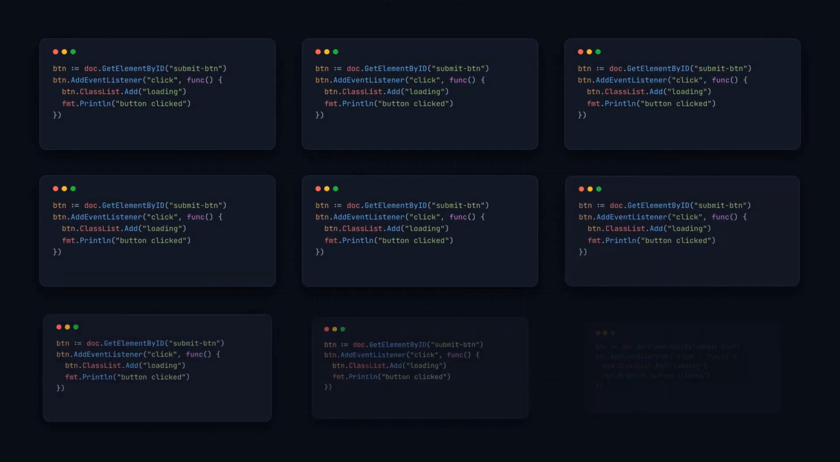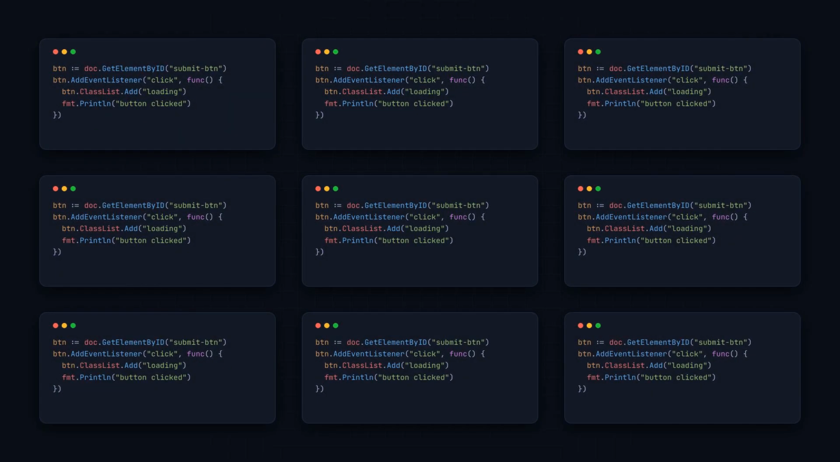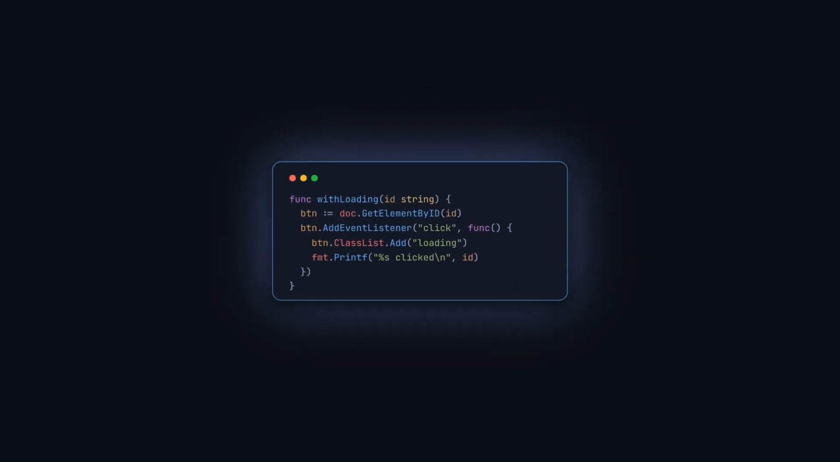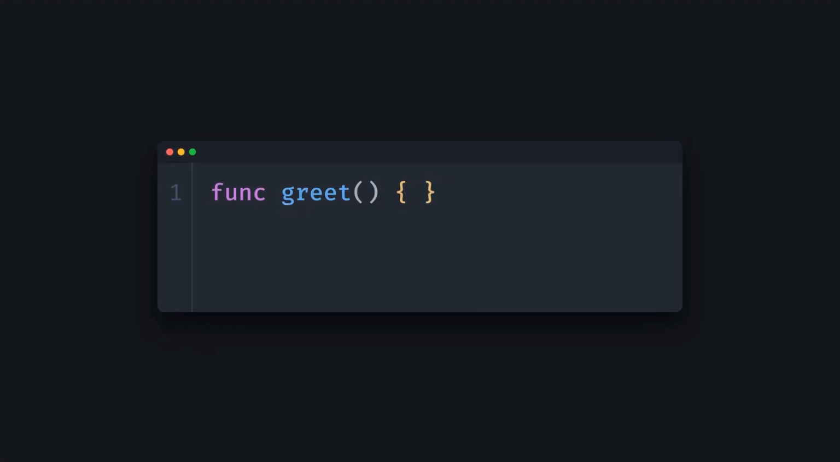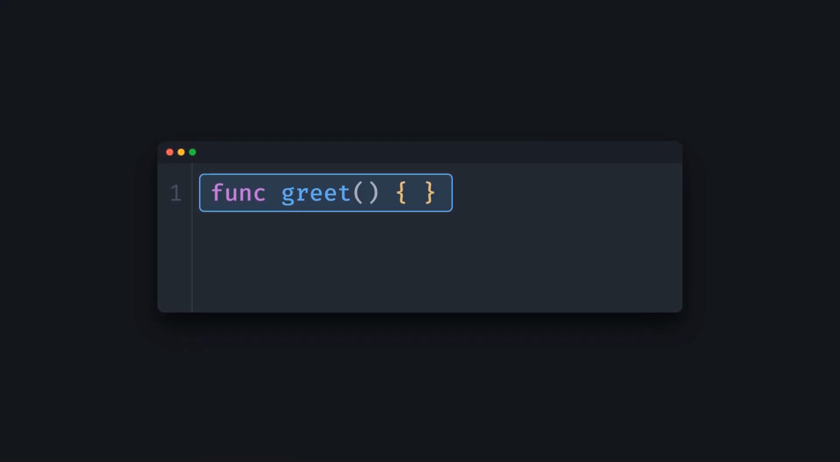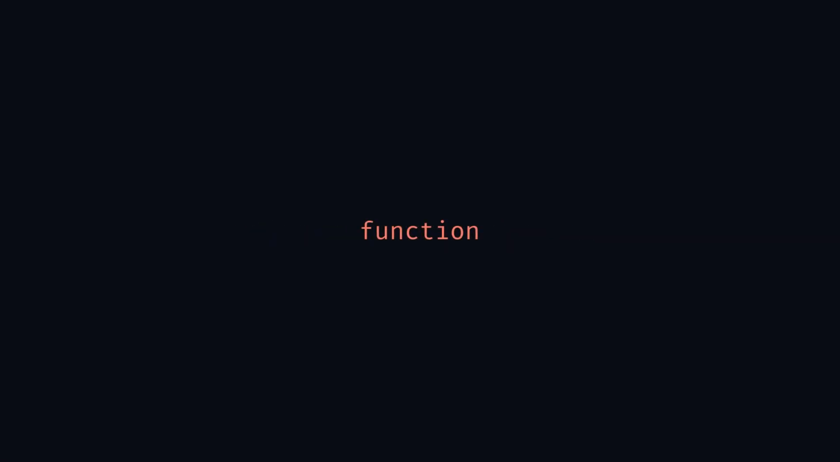As programs grow, repeating the same code becomes messy and hard to manage. This is where functions come in. Functions let you group logic into reusable blocks, making your code cleaner, easier to read, and easier to maintain. In Go, functions are declared using the func keyword. You give the function a name and define what it should do inside the curly braces.